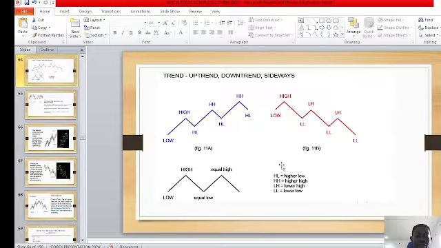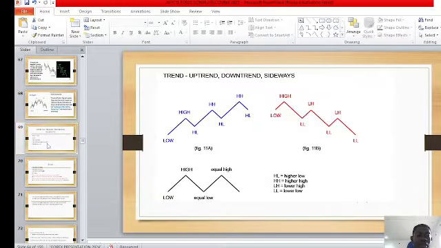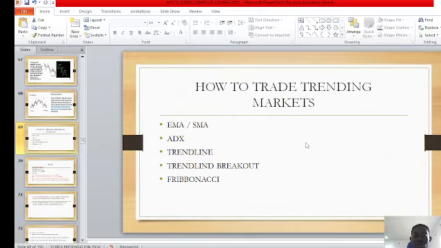Okay, and so I started by saying to trade a trending market, you have strategies. So we said you can use moving averages to trade a trending market. You can use ADX to trade a trending market. Then you can use trend line to trade a trending market. You can use trend line breakout to trade a trending market. You can use Fibonacci retracement.